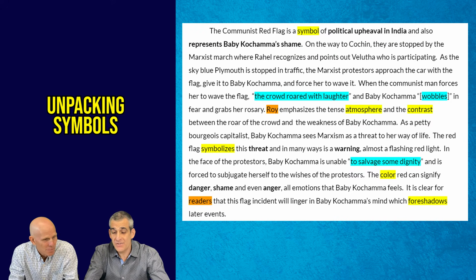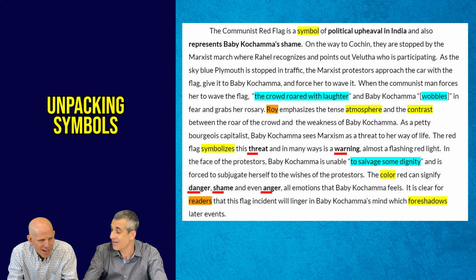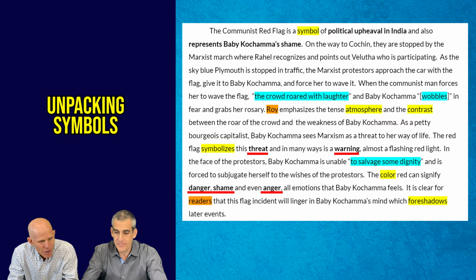Now, folks, I also noticed in this paragraph that quite a bit of context is loaded up in the beginning and then the figurative language is unpacked at the end. If I were to advise this writer, I might tell them to lessen a bit of that context and just anchor the reader in the moment, but then get to the analysis. But this, again, is a really strong piece of writing. Yeah, I like the words threat, warning, shame, anger, and danger. These are very clear ideas that connect to that symbol.